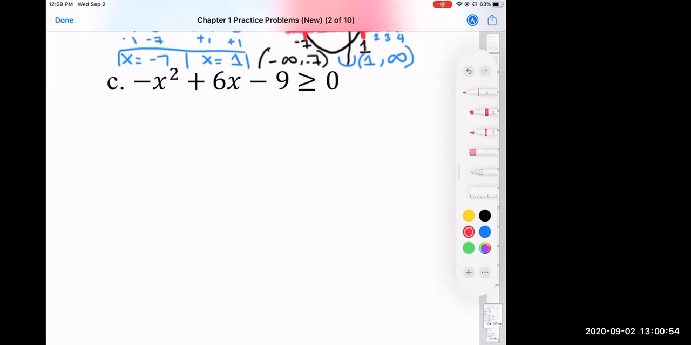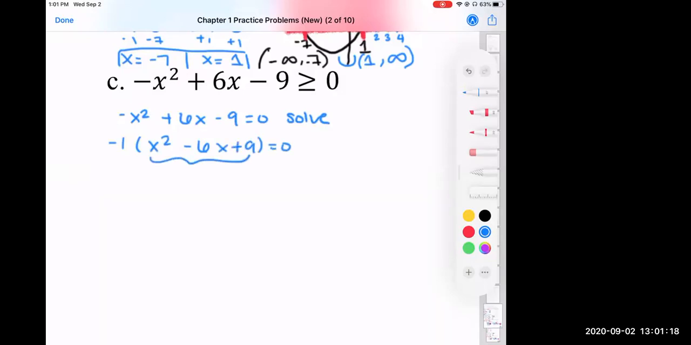I have negative x squared plus 6x minus 9 is equal to 0, and we solve. All right, so let's go ahead and factor out that negative, but you don't have to. You can work with it. But I want to do this so I can just work with that and factor. So I think, what numbers multiply to give us 9, but add to give us negative 6? That's negative 3 and negative 3. Negative 3 times negative 3 gives us positive 9, and negative 3 plus negative 3 gives us negative 6. Okay, so we can divide out that negative 1 so that it's gone.